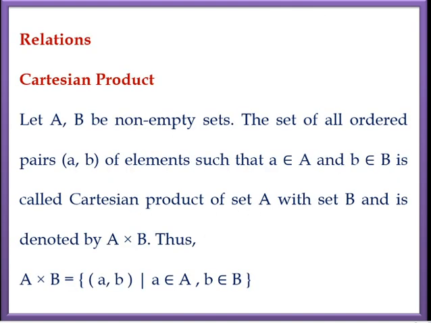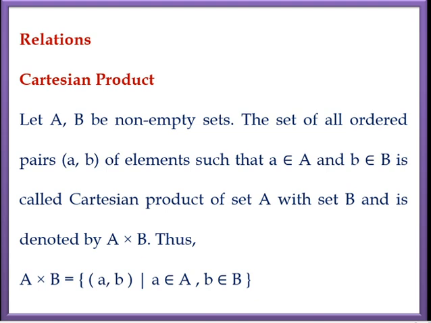Yes, now this is again a very important topic, relations. First we define the Cartesian product. See, though the word product is there, we do not actually take the product, right? See, what is the Cartesian product? Let A and B be two non-empty sets. The set of all ordered pairs (a, b) of elements such that a belongs to capital A and b belongs to capital B is called the Cartesian product of set A with set B and is denoted by A cross B.